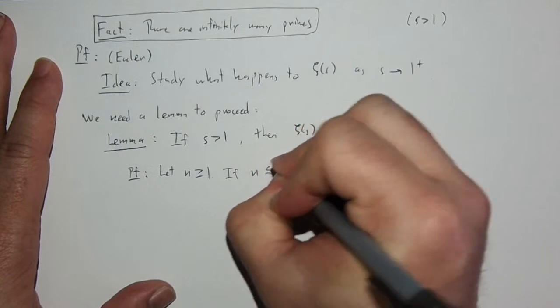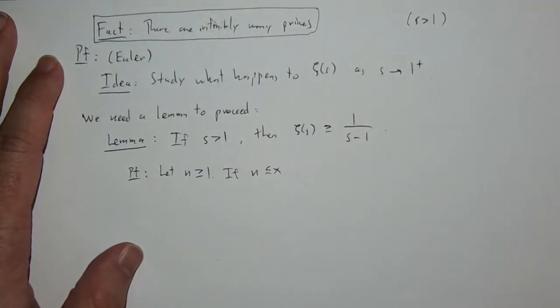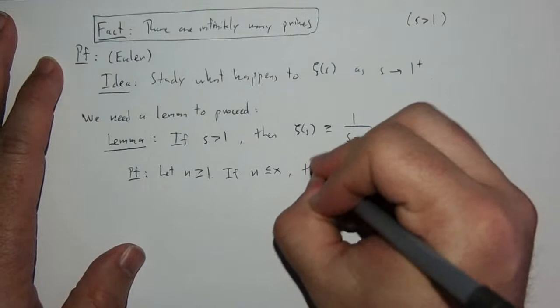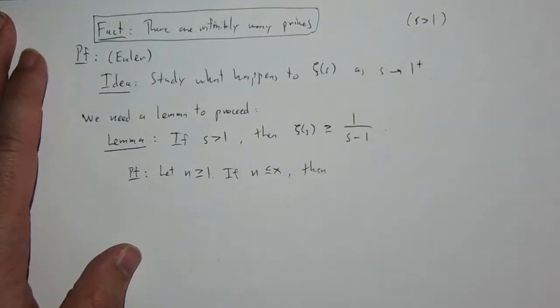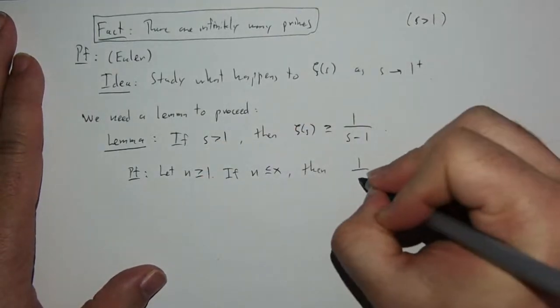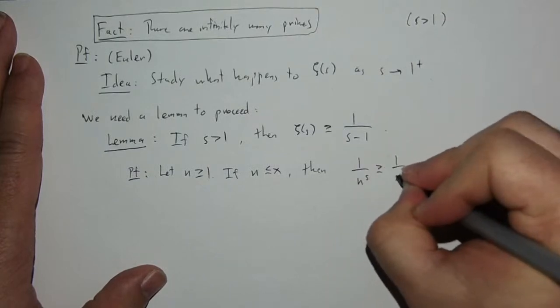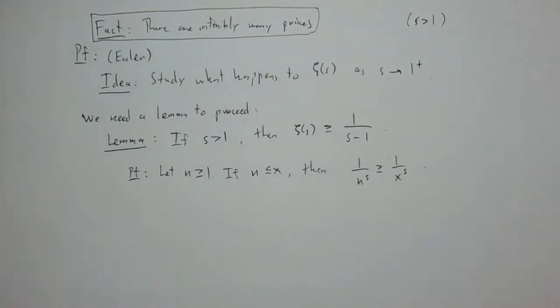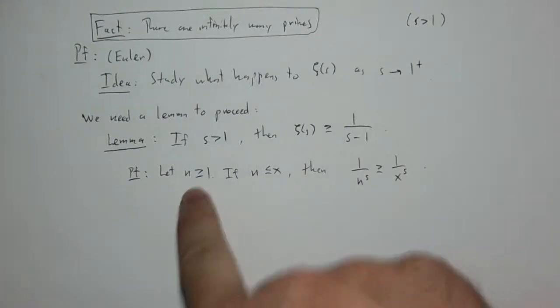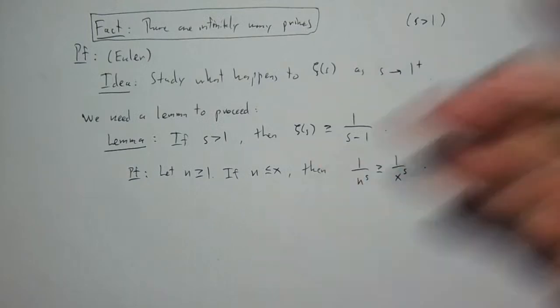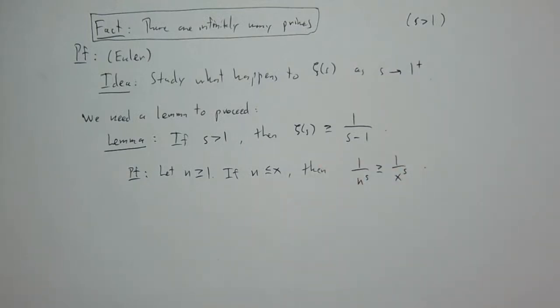If n is less than or equal to some x, then since s is greater than 1, 1 over n to the s is greater than or equal to 1 over x to the s. So n is some fixed thing greater than or equal to 1. I don't know what x is. I'm just saying that n is less than or equal to x. Now, if n is less than or equal to x, then the fact that s is greater than 1 and n is greater than or equal to 1 gives me this inequality.